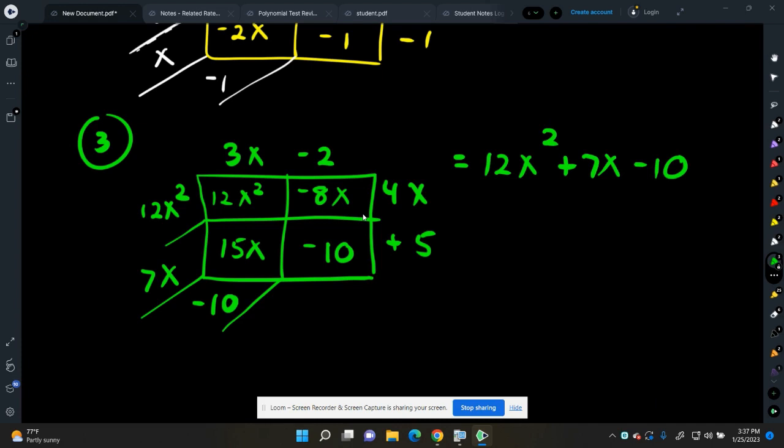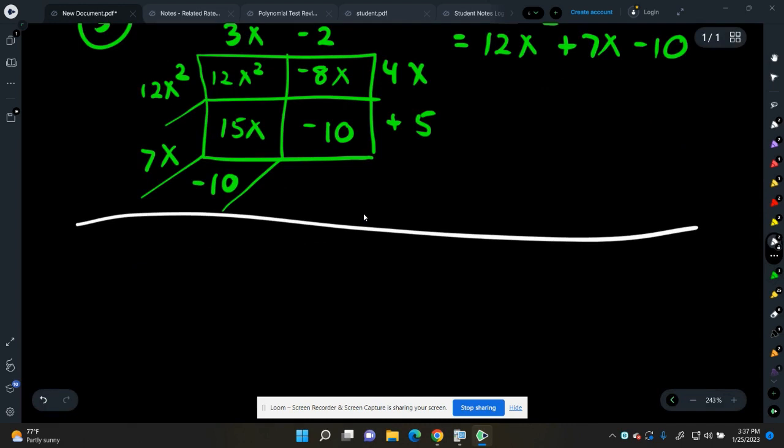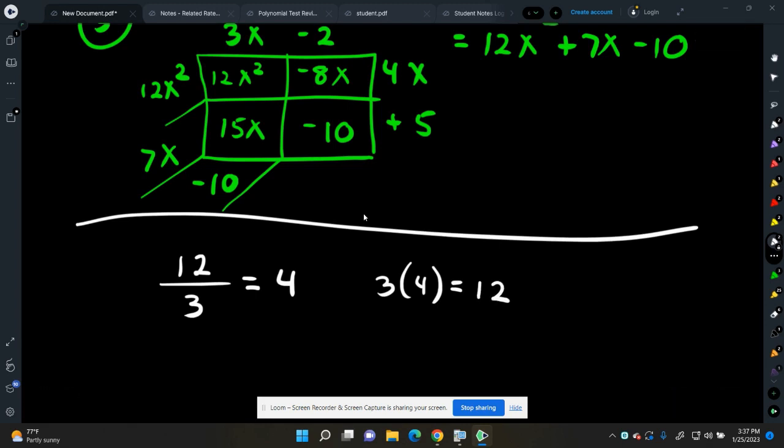Okay, now let's talk about division. So before we start working with division of polynomials, let's just refresh your memory on division of whole numbers. If I take 12 divided by 3, what does that equal? It equals 4. I know that it equals 4 because 3 times 4 equals 12. Okay, you see what we did? 12 divided by 3 equals 4, and I know that because I know that 3 times 4 equals 12.